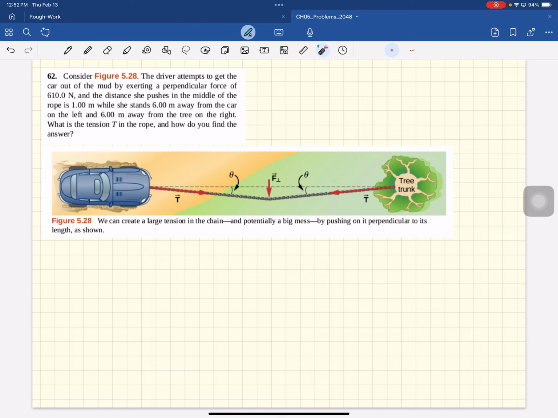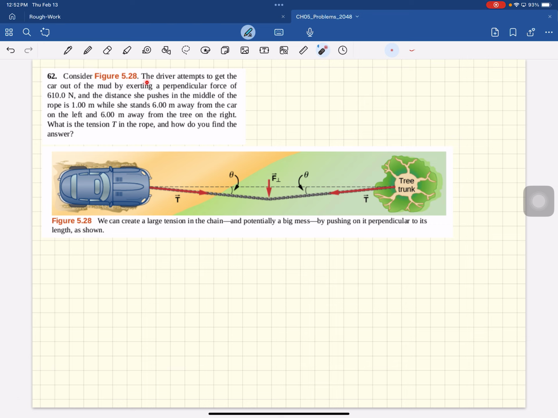So this is acting like a simple machine. What you want to do is have a chain tied to some immovable object and push like that. Okay, all right, so here's how we'll solve the problem.